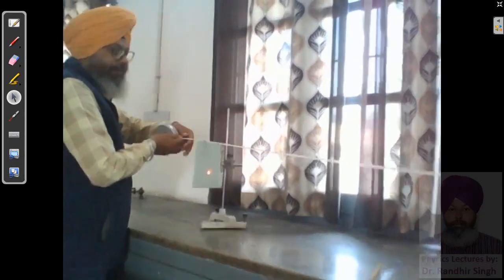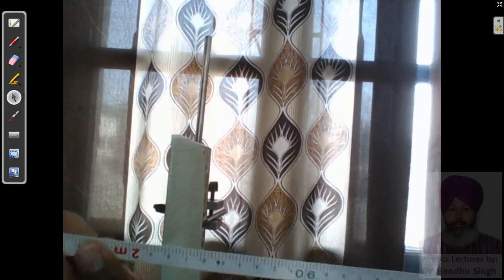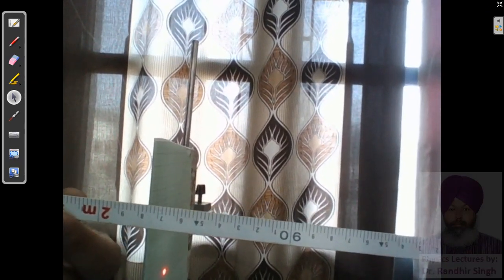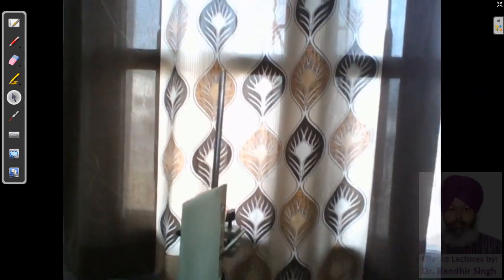You can see here it is written 2 meters. Can you see it? Although it is inverted. Yes, sir. It is visible. Okay, it is 2 meters and we can now put the laser light on. You can see there is laser light.